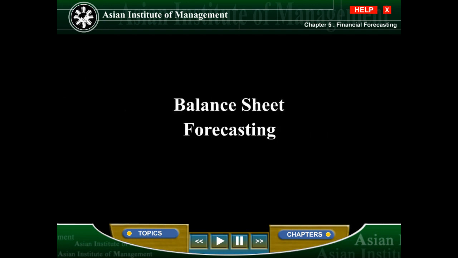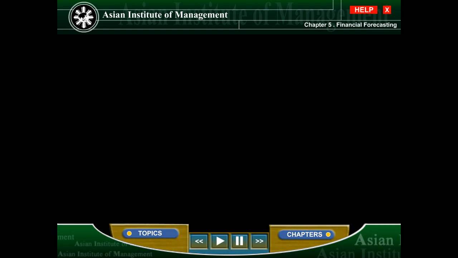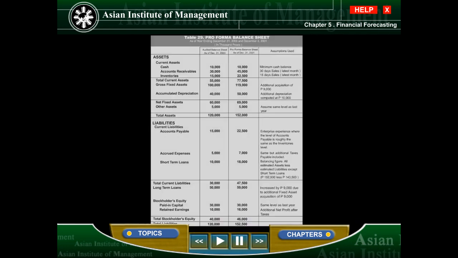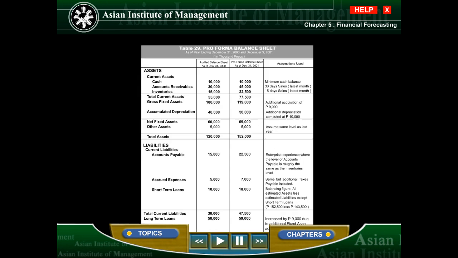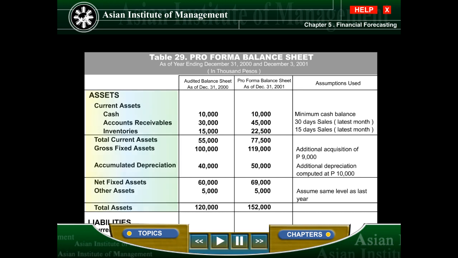Balance sheet forecasting. Forecasting what the balance sheet of an enterprise will look like in the future depends a lot on future sales. Let us start with the current assets of the balance sheet, which include cash, marketable securities, accounts receivables, inventories, raw materials, work in process and finished goods, and other current assets.